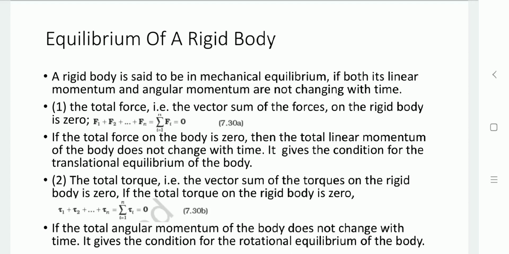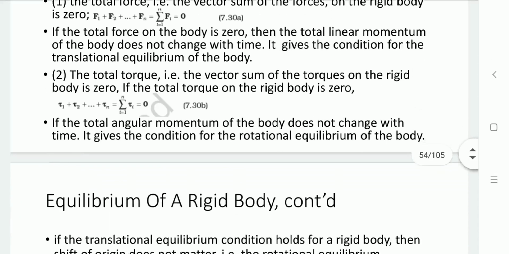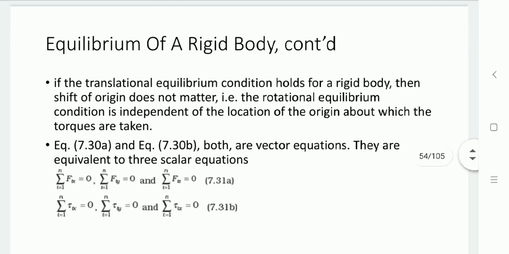And if the total torque, that is the vector sum of torques on a rigid body, is 0, then the total angular momentum of the body does not change with time. It gives the condition for rotational equilibrium of the body. So if the translational equilibrium condition holds for a rigid body, then shift of origin does not matter. That is, the rotational equilibrium condition is independent of the location of the origin about which torques are taken.